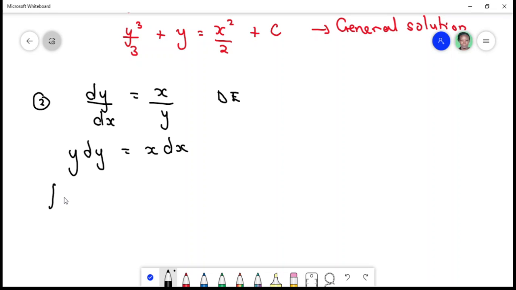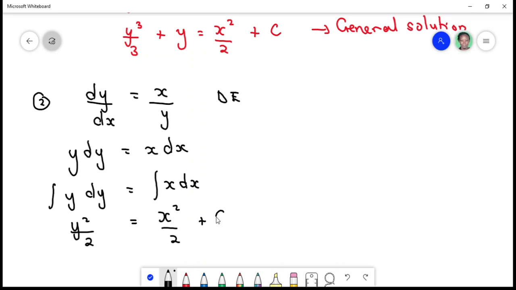The next thing is to integrate both sides. So let's do the integration. I integrate y dy equal to the integral of x dx. If you integrate y, what do I have? I have y squared over 2 equal to x squared over 2 plus a constant c.